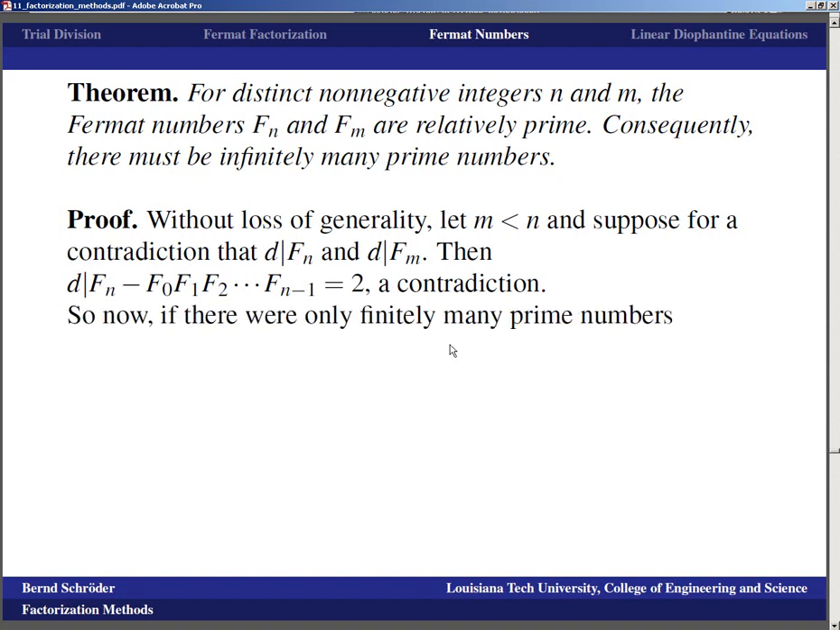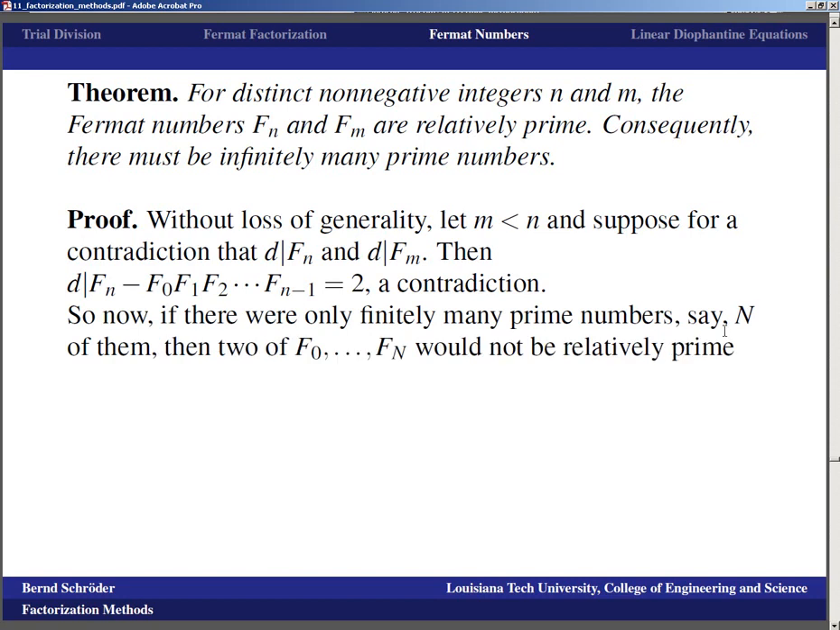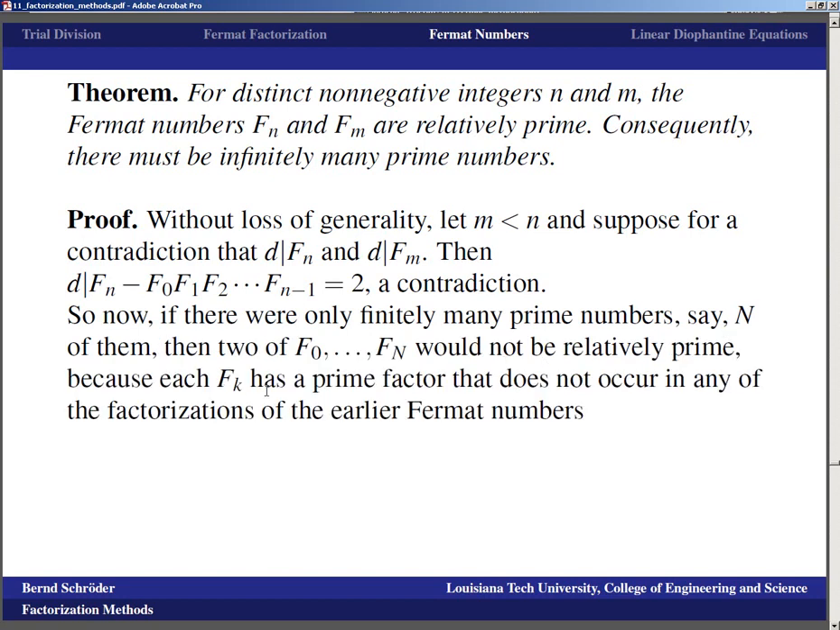Okay, and so now if there were only finitely many prime numbers, say capital N of them, then f0 through fn would not be relatively prime, because each fk has a prime factor that doesn't occur in any of the factorizations of the earlier ones, and f0 is itself a prime number.